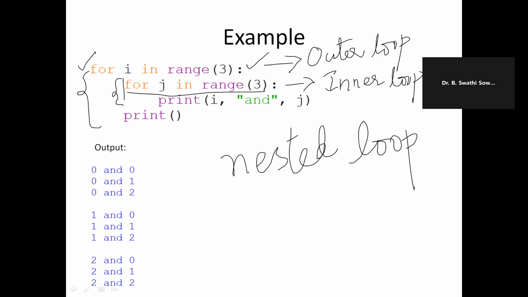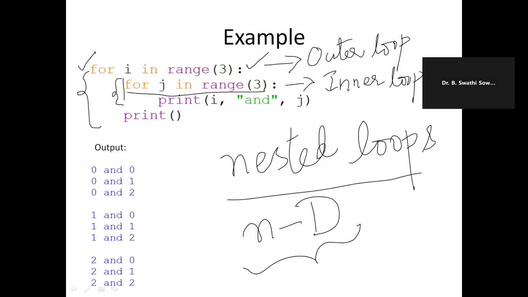So if any two-dimensional, three-dimensional or four-dimensional matrices have to be represented, or else any n-dimensional data has to be represented, then we go with nested loops. So n-dimensional data representation is possible using nested for loops.